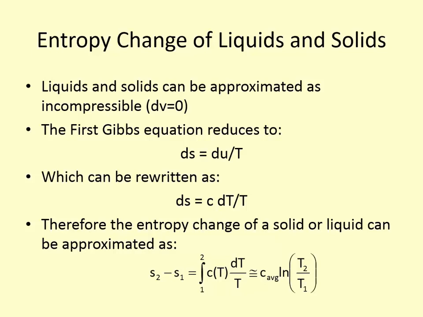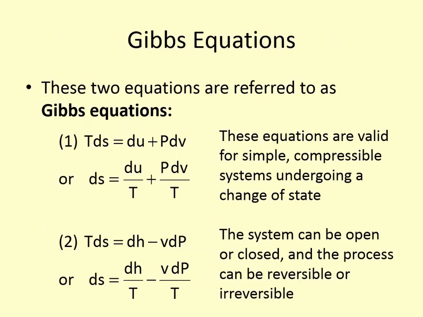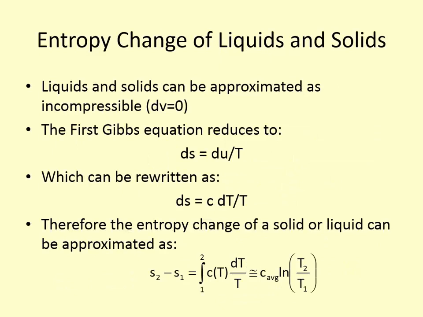Liquids and solids can be approximated as incompressible, meaning that their density does not change. They cannot be compressed, or their specific volume doesn't change as well, which is the reciprocal of density. That reduces the first Gibbs equation, dS equals dU over T plus P dV over T. This term goes to 0 because dV is approximately 0. So we have dS is equal to dU over T, which we can then rewrite if we remember that internal energy change is equal to C times dT, where C sub P and C sub V are the same for a solid or a liquid, so there's just one term, only C.